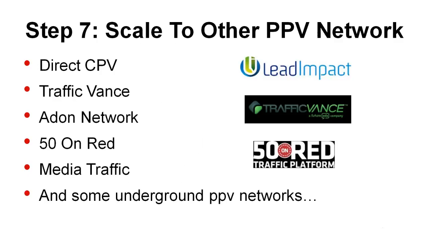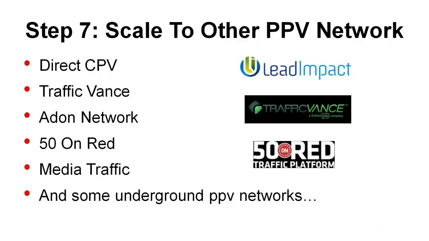Now, in step 7, you can scale up to other PPV networks. Bernardo has already talked about some of the networks that are working pretty well for us. The Impact, Traffic Advance, and 50 on Rate are the ones that we are mainly using in our niche. But it depends on the kind of offer, the kind of vertical, the kind of niche. You may get results with other networks as well.